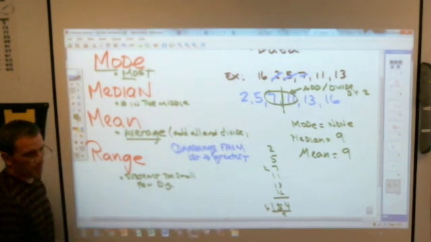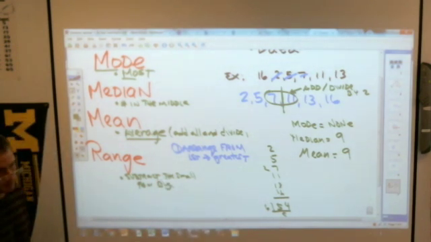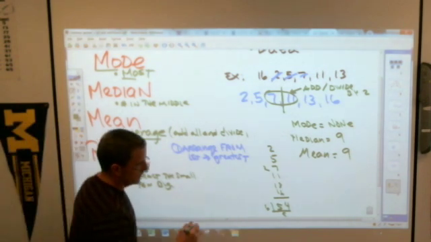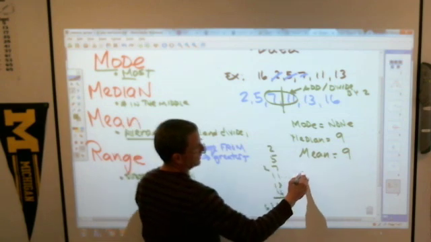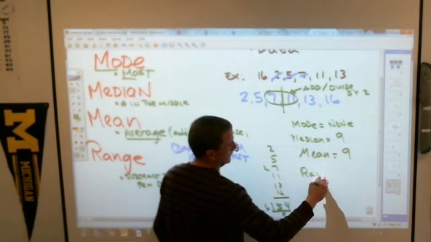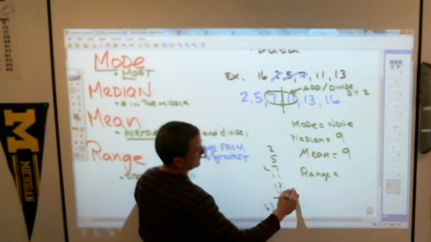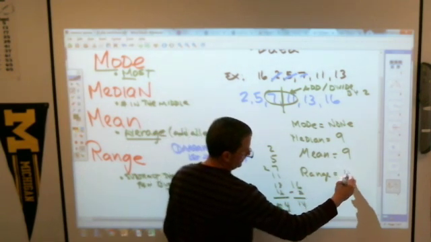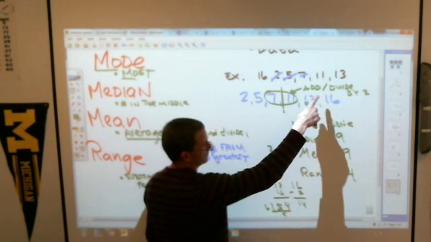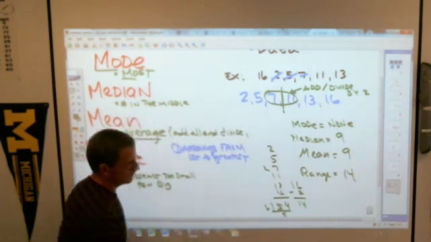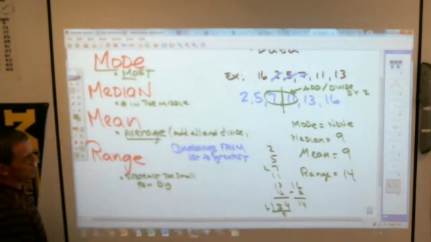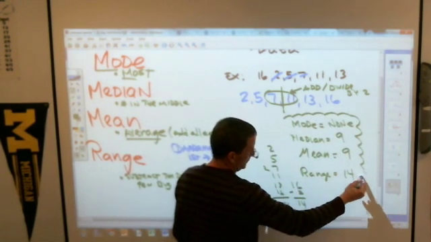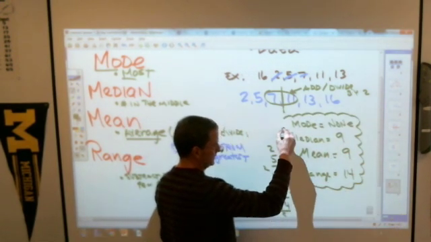It's a little like if somebody asked you what the range is between you and your brother or sister, you just take your ages and subtract. So for the range, I would take 16 and subtract 2. The range is 14. From smallest to biggest, it's 14. Just a little subtraction problem. So these are what we call our measures of central tendency.